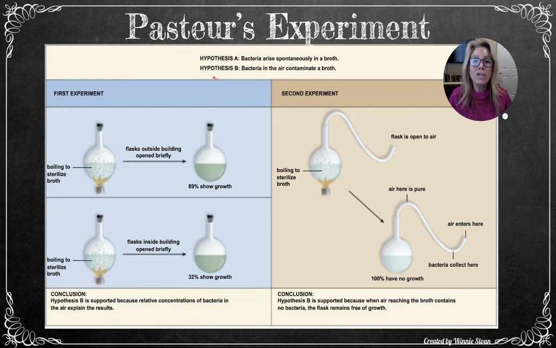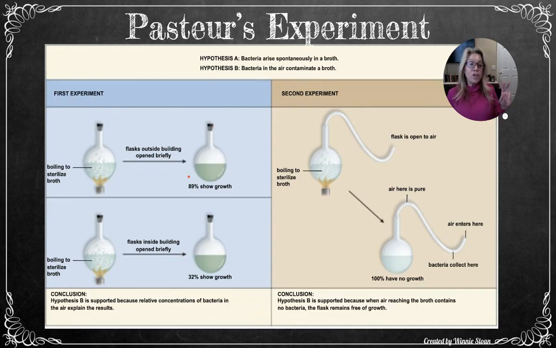So here are two hypotheses and Pasteur in his experiments. Hypothesis A says bacteria arise spontaneously in broth. We know that's not true now. Hypothesis B says bacteria are in the air and contaminate the broth. So in the first experiment, he would boil it, but he kept it capped, and then the flask outside, if you opened it briefly, then you would get some growth.